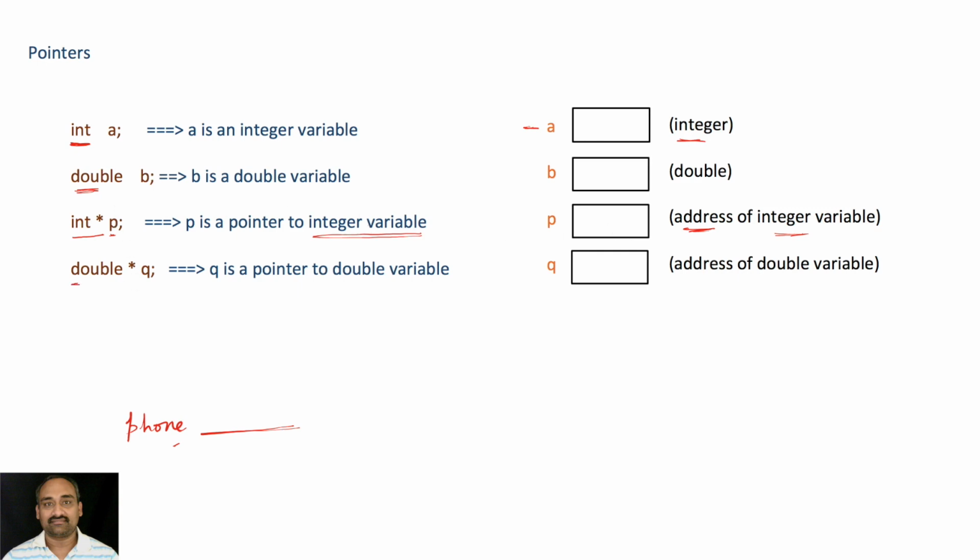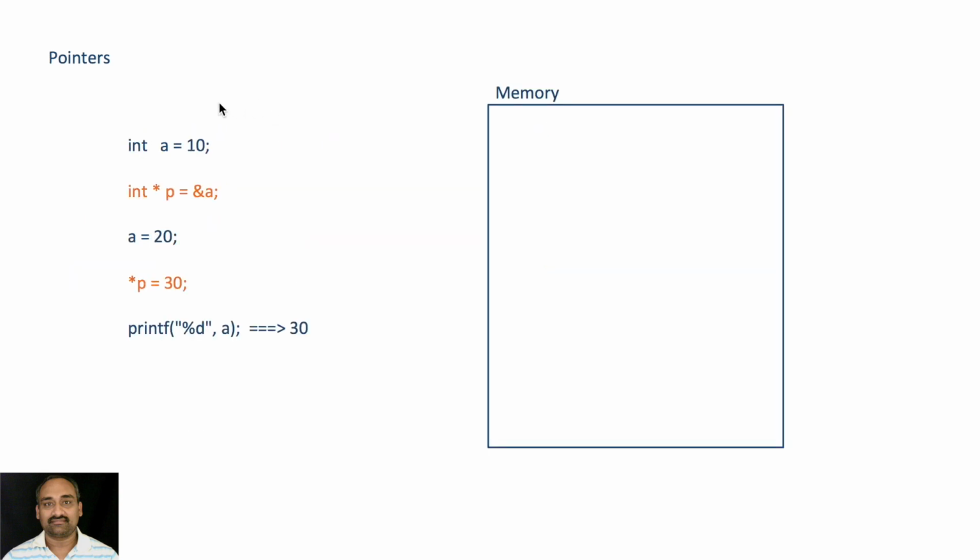Similarly, when I declare a variable of type double asterisk q, what q contains is a pointer to double. So what does this mean? Q is capable of holding the address of any variable of type double. And you will get more and more clarity once we get inside it. Now let us understand how this works with an example.